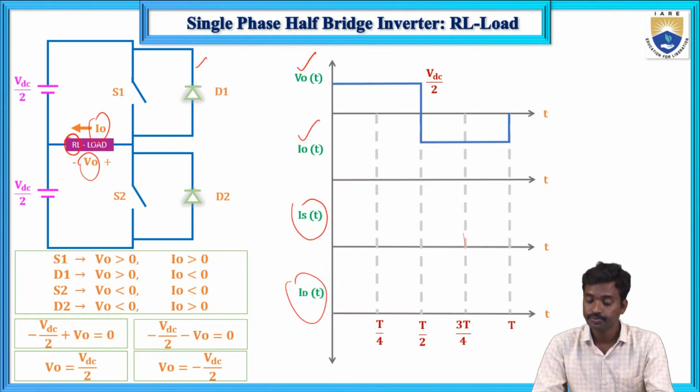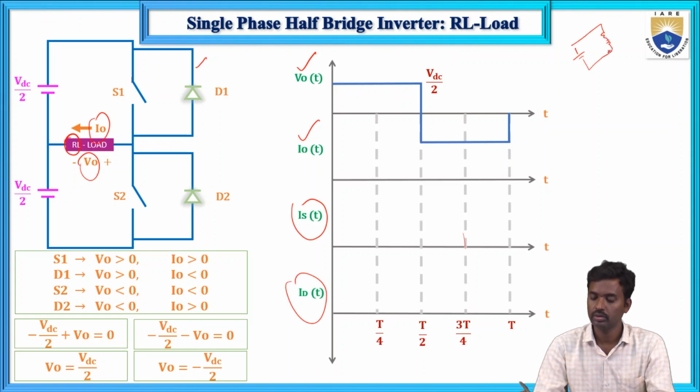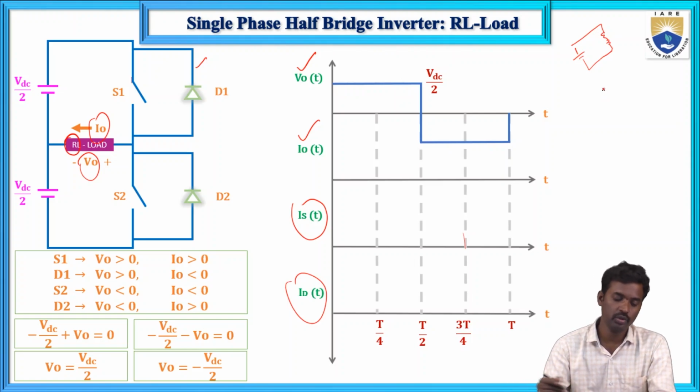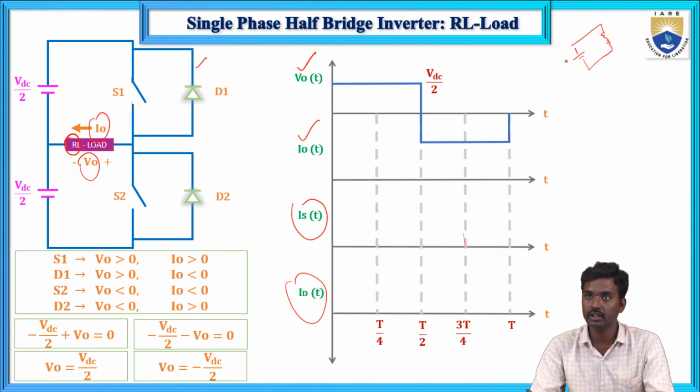Now first, if a DC supply is given to an RL load, you will get the output voltage waveform and the output current waveform. That is exponential. If DC excitation is given to an RL type of load and the circuit is closed, the current response is exponential.